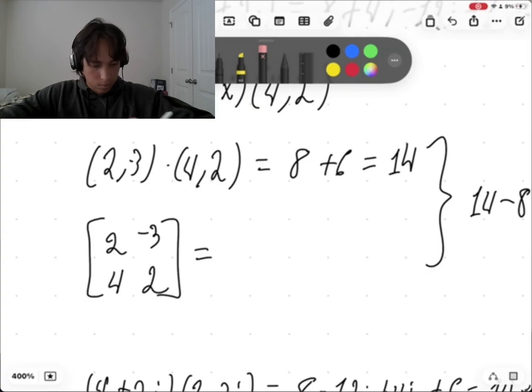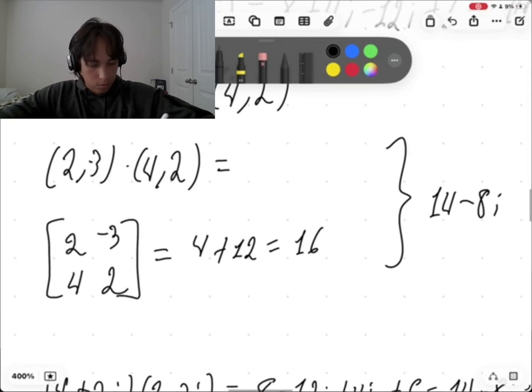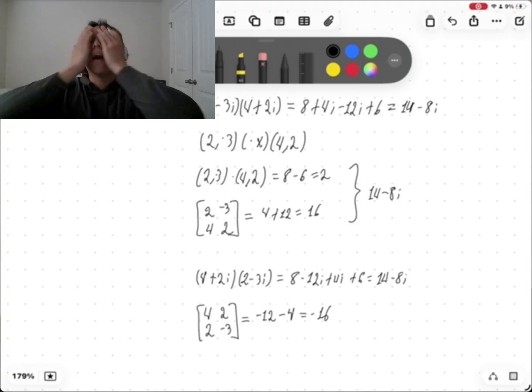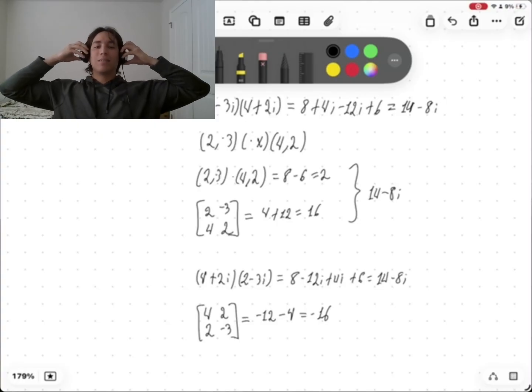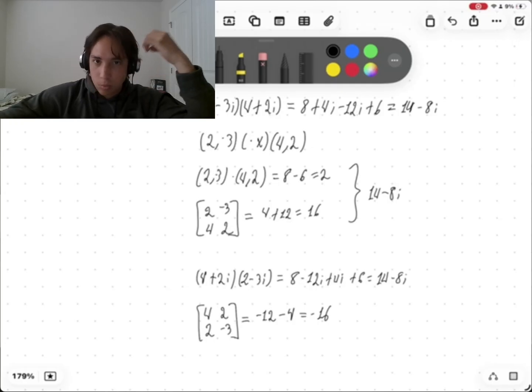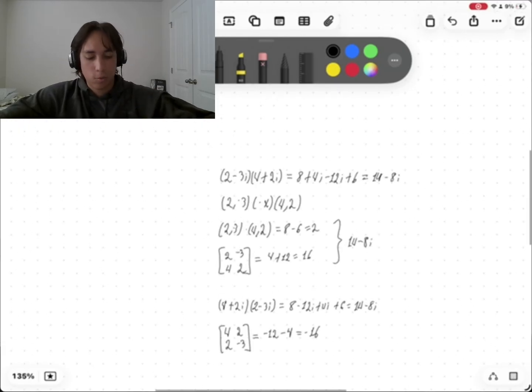Right, and this becomes 4 plus 12, which is 16. And this becomes 8 minus 6, which is 2. So now, this is what... I thought I had it. Oh, come on. I thought I had it. I thought I found a way. I thought I had found a way to treat the complex numbers as vectors when it comes to multiplying complex numbers. No, you just stick to polynomials.